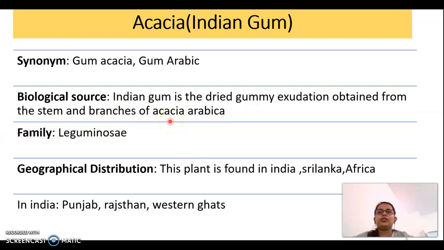This is very important. So you need to divide the biological source into three parts: the part of the plant, meaning which part we are using, then the genus and species, and then the family. So you have to write this much in the biological source. Indian gum is the dried gummy exudation obtained from the stem and branches of Acacia arabica belonging to the family Leguminosae. Then geographical distribution: this plant is found in India, Sri Lanka, Africa, and in India specifically Punjab, Rajasthan and Western Ghats.